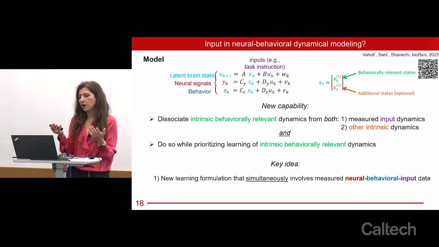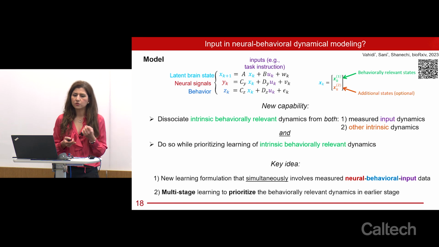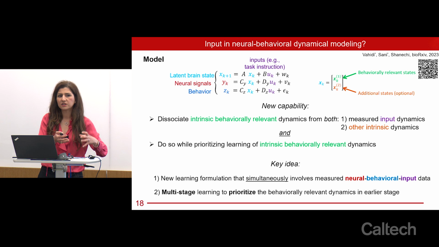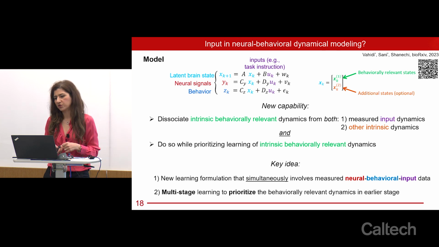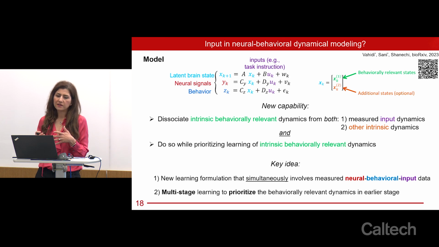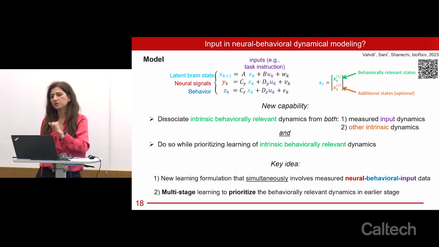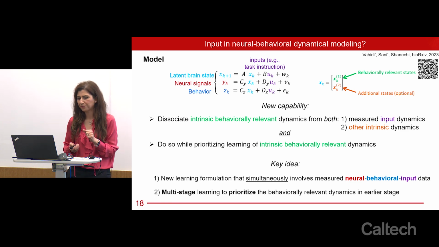Now, the key idea to solving this was to formulate a learning problem that now included neural activity, behavior, and input, and to come up with a multi-stage learning algorithm that in earlier stages prioritized the learning of the behaviorally relevant subtype of intrinsic dynamics. Now, the algorithm is a little bit involved because it's an analytical method, but it's fully shown in the preprint that I've put the information for there, so feel free to look. But what I'm going to focus on is, let's say we have this algorithm, what can we do with it, and why does it matter?